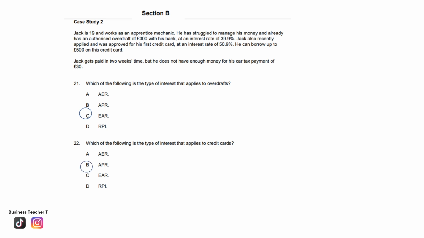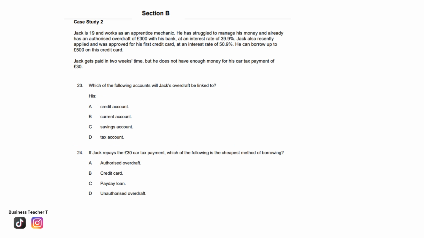APR. Question 23. Which of the following accounts will Jack's overdraft be linked to? His A. credit card, B. current account, C. savings account, or D. tax account? The answer is B. current account. If Jack repays the £30 car tax payment, which of the following is the cheapest method of borrowing? A. authorised overdraft, B. credit card, C. payday loan, or D. unauthorised overdraft?